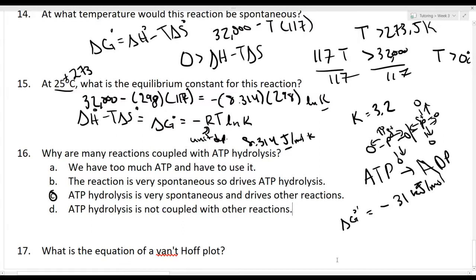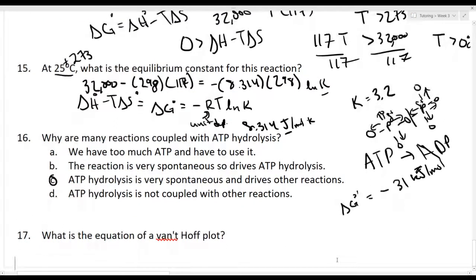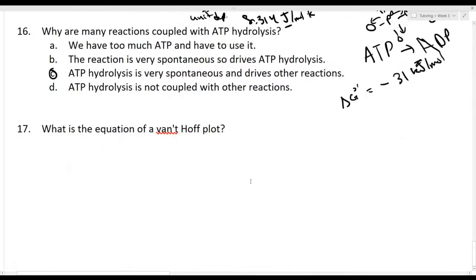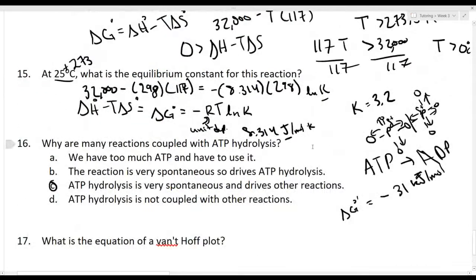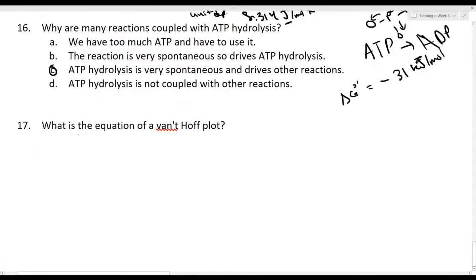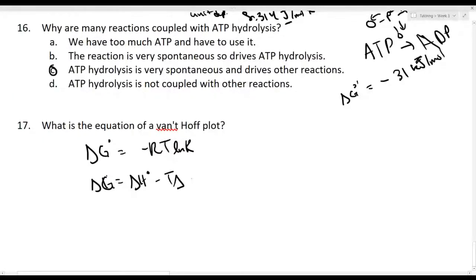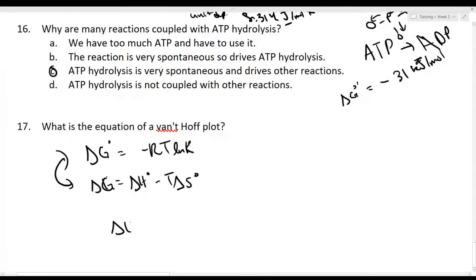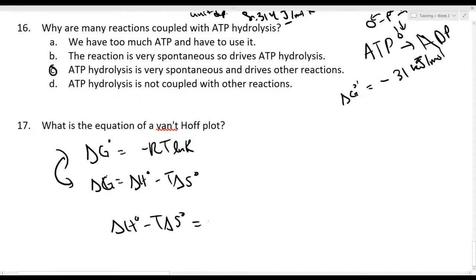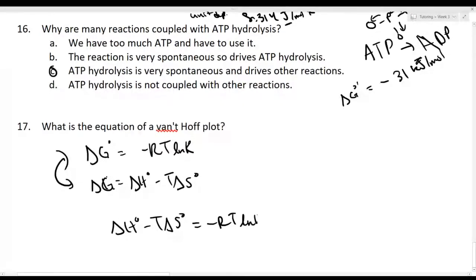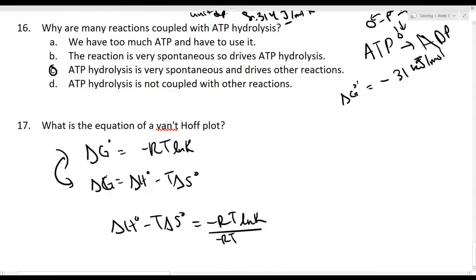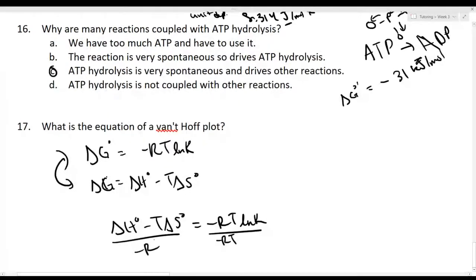And the last question that I made for us, I don't know why it's not giving me the extra lines, is what is the equation of a Van 't Hoff plot? So this is, again, kind of getting at the same thing as number 15 is. Because we have two equations for delta G and delta G equals delta H minus T delta S, we can set these two equations equal to each other. Natural log of K. Divide both of these by negative RT, and actually separate them out.